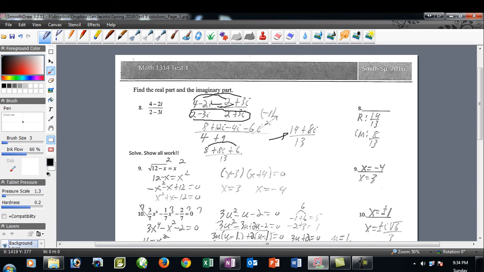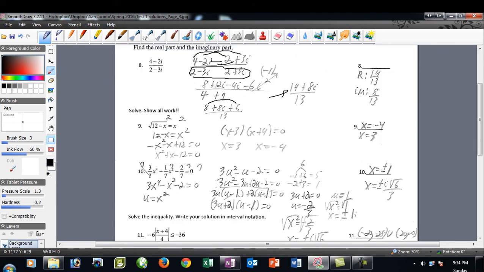Remember, your real part is 14 over 13. Your imaginary part is 8 over 13. Do not say i, because the i already tells you that's your imaginary part.